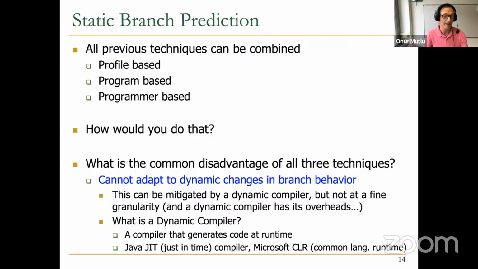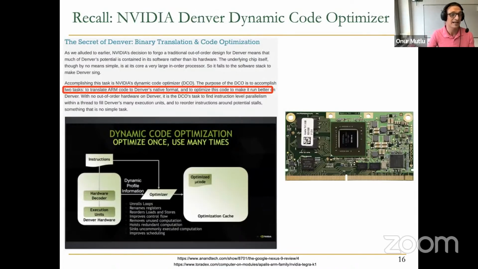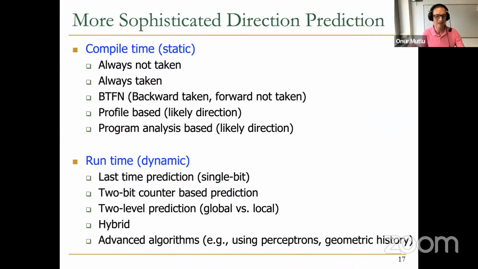And this is actually used heavily in real life. Java just-in-time compiler and Microsoft Common Language Runtime are examples. And we've also seen examples in this course earlier for different reasons, but dynamic compilation can actually make your programs run much faster. And these are example processors that actually employ dynamic compilation. Okay, so that brings me to the end of the compile time techniques.